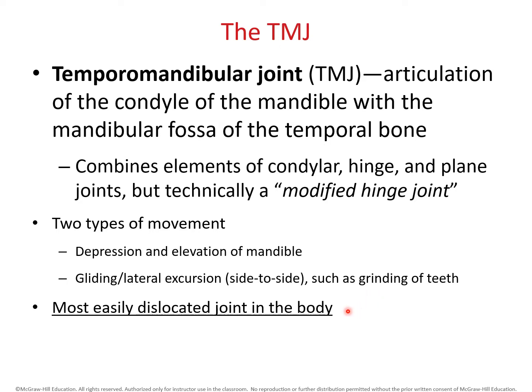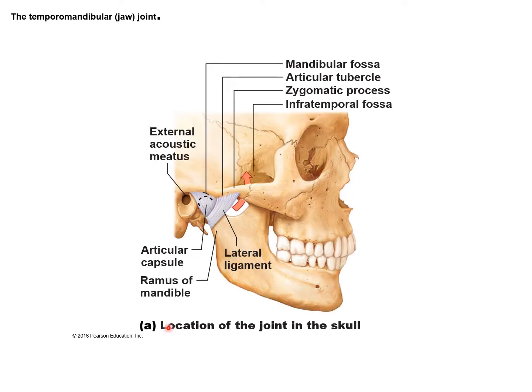Interestingly, this joint is the most easily dislocated joint in the body, and I'll explain why that is in a second. Here is your temporomandibular joint. So here's the area. You remember these parts. You remember the external acoustic meatus, right? That's like your external ear canal. And then just anterior to that, you will find the mandibular fossa located on the temporal bone. And you remember that the condyle of the mandible will fit right into that mandibular fossa.